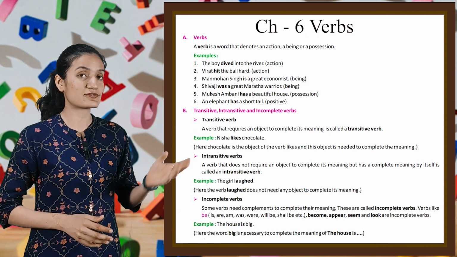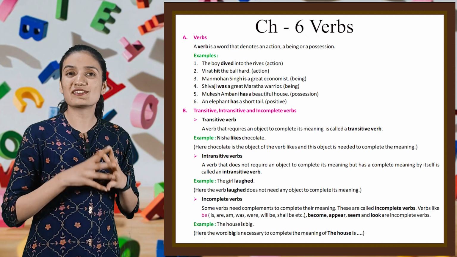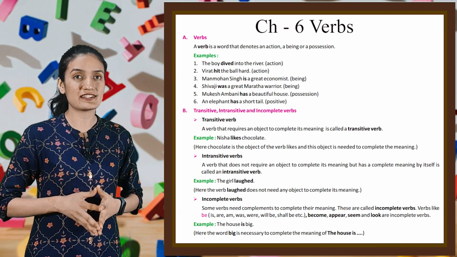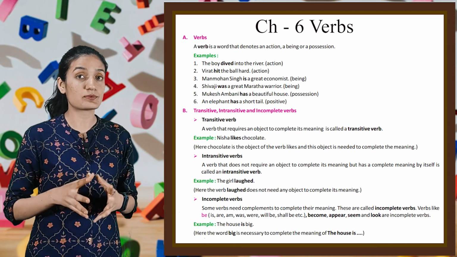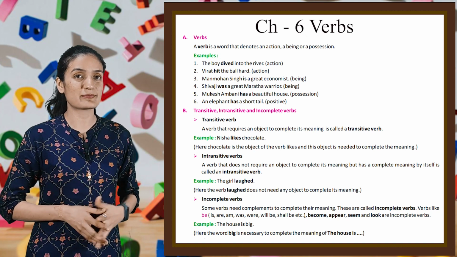Let's see transitive verb. A verb that requires an object to complete its meaning is called a transitive verb. Here are the examples. Nisha likes chocolate. Here chocolate is the object of the verb like, and this object is needed to complete the meaning.